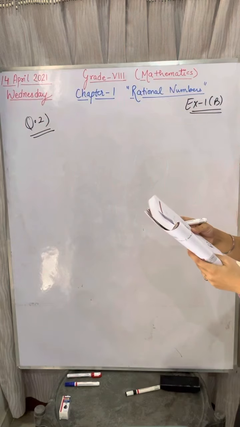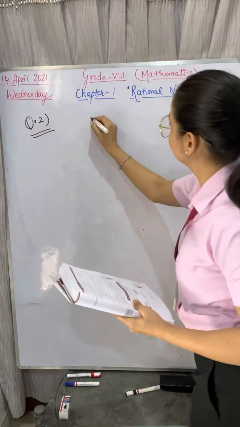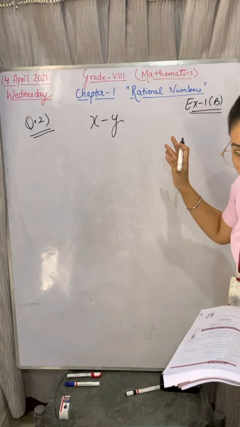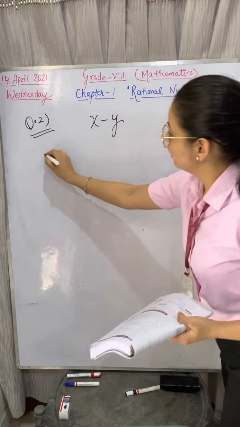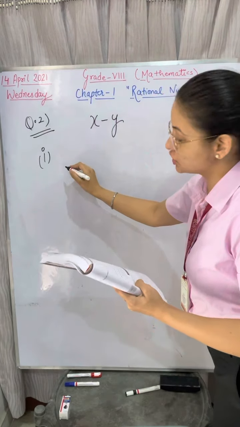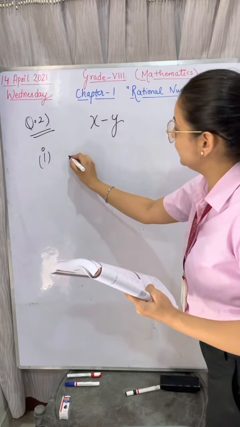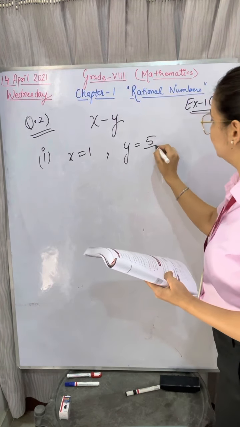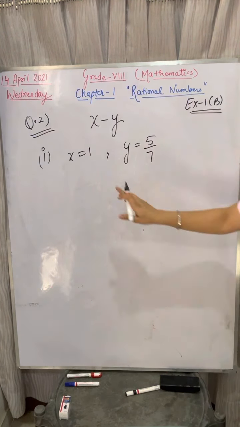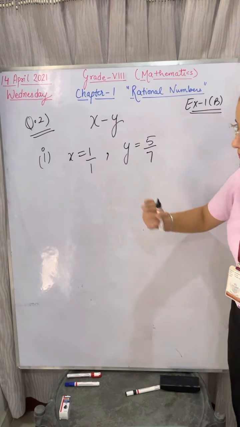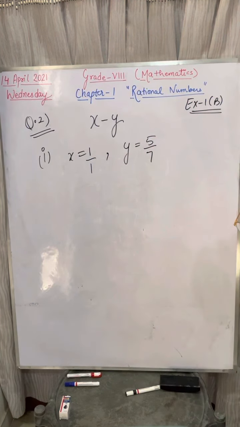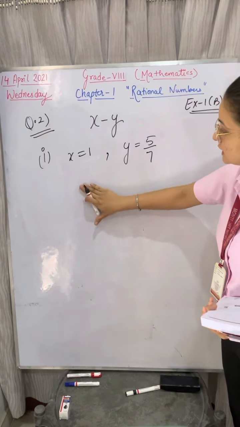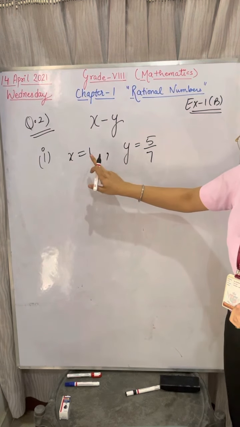Question 2 is verify that x minus y is a rational number. Fine, Nirav. Okay, what they're saying, I'll tell you. First of all, write the statement. First part, x is equal to 1 and y is equal to 5 by 7. They are saying that 1 means 1 upon 1. Right? Please look here. Kangana, please look here. X value is given that is 1.